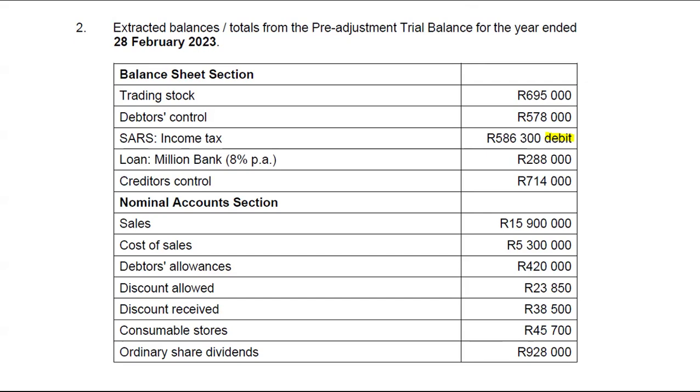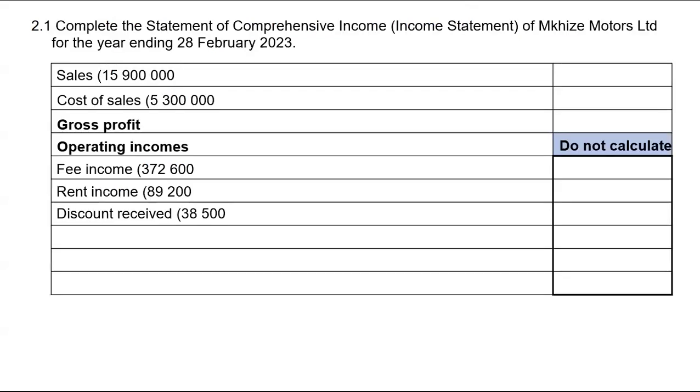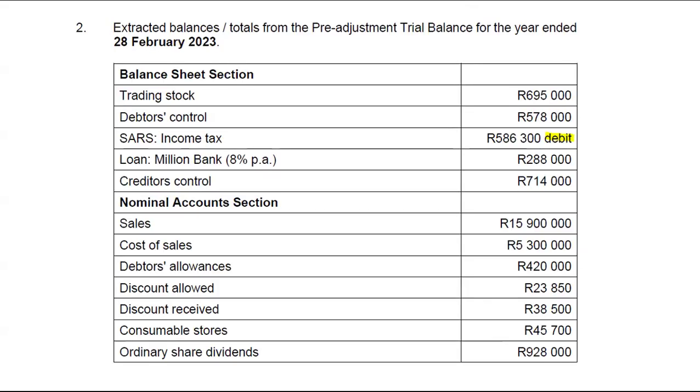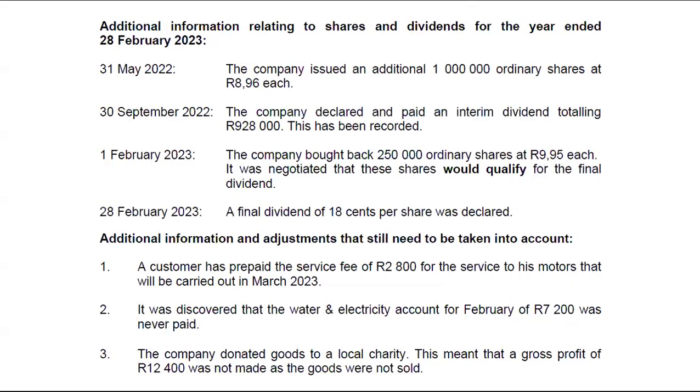Oh, there's debtors allowances of 420,000. What do we do with that one? Work with me here. Say it. What are we going to do with that 420,000? We are going to subtract it from sales. Well done. See? Easy. 1 mark. Just like that. So I'm basically done with everything here. I'm going to move to the next section.